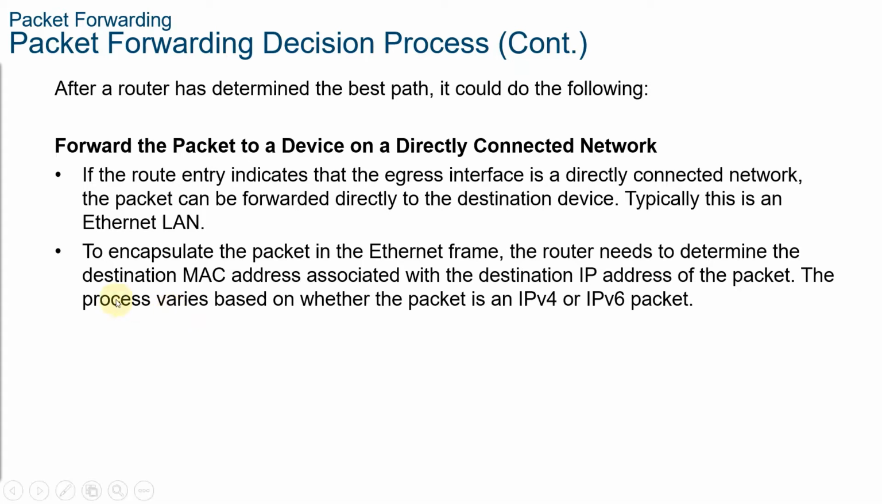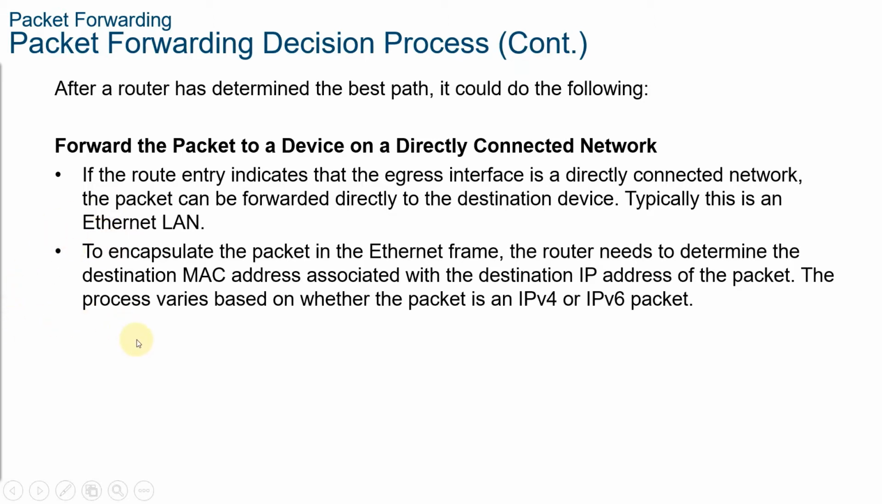For an IPv4 packet, the router checks its ARP table for the destination IPv4 address and an associated Ethernet MAC address. If there is no match, the router sends an ARP request. The destination device will return an ARP reply with its MAC address. So the router can now forward the IPv4 packet in an Ethernet frame with the proper destination MAC address.